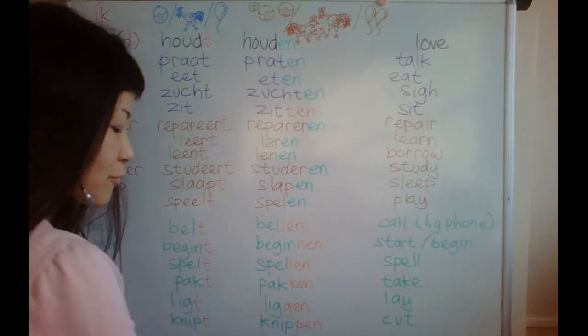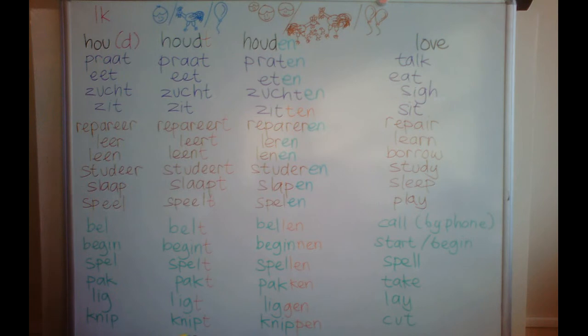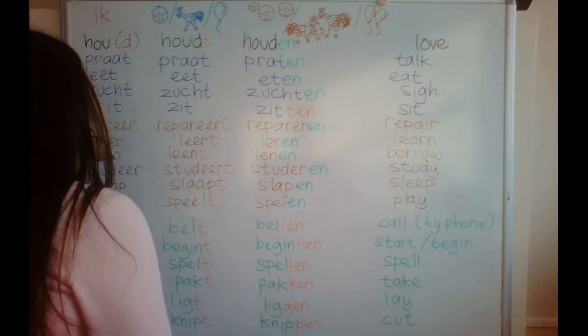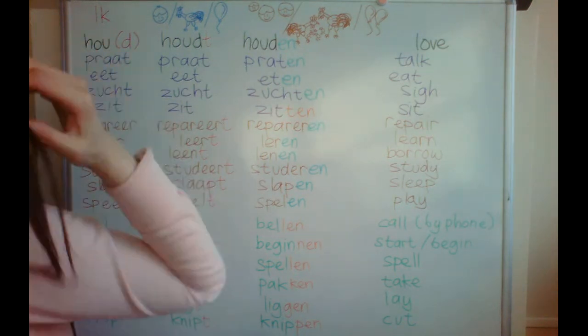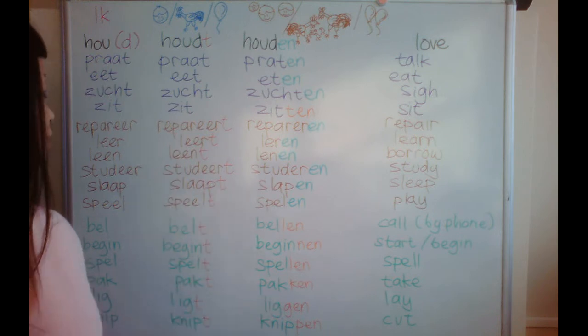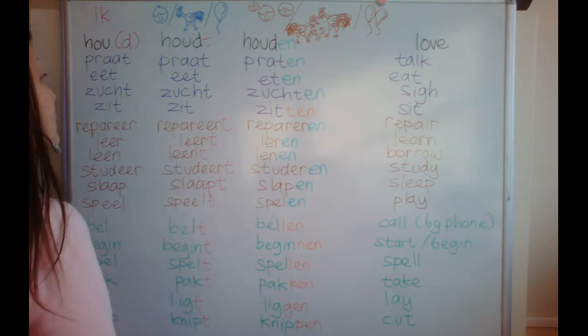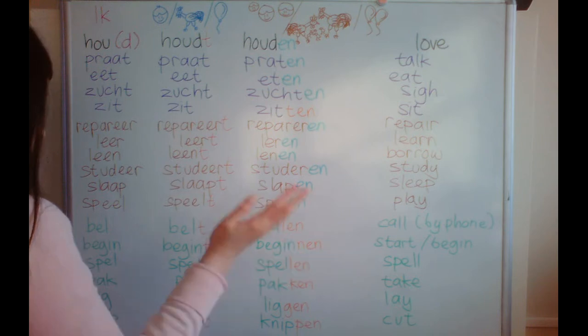Hi, today we will learn the Dutch language, or Netherlands, about the other version or format of verbs. This is, I think, the third version. The first and the second version I already put in the previous videos.